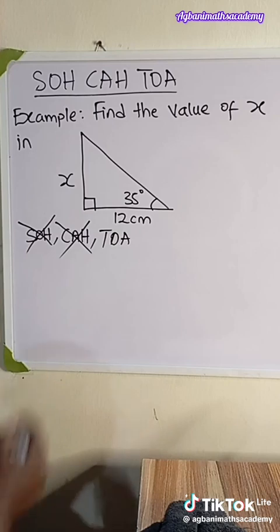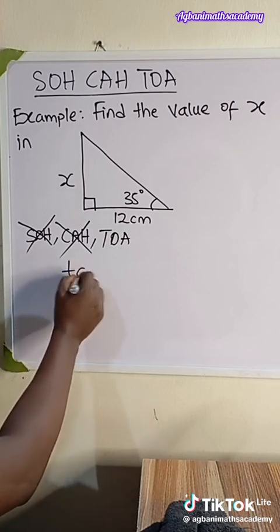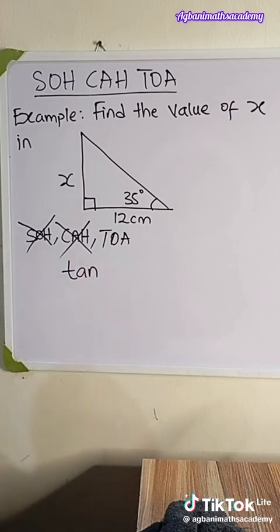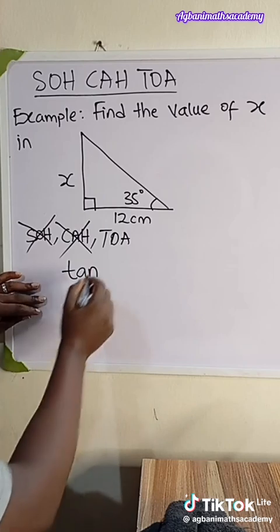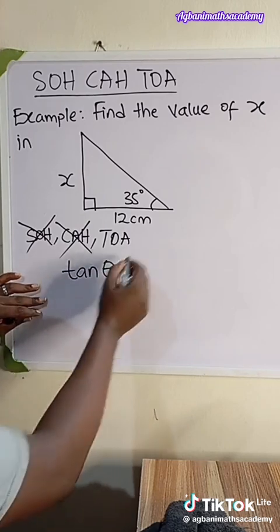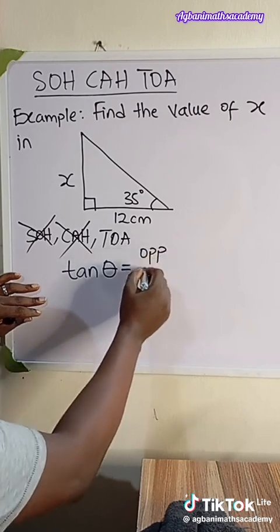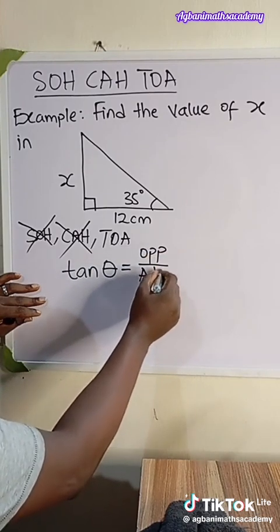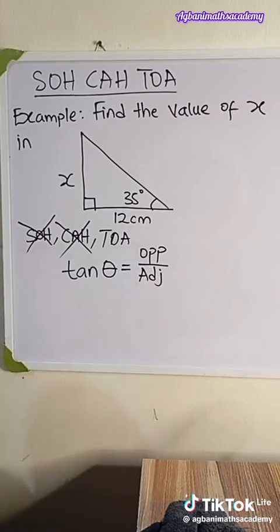So we are going to write tan. Remember, I told you earlier that TOA is also called tan. So we are going to write tan theta is equal to opposite over adjacent. So that's what we are going to use. Tan theta is equal to opposite over adjacent.